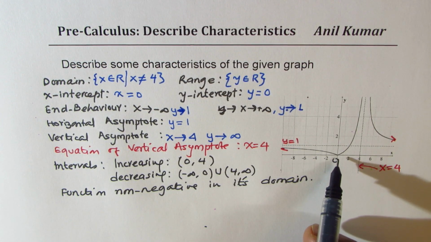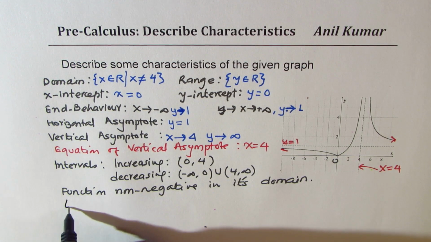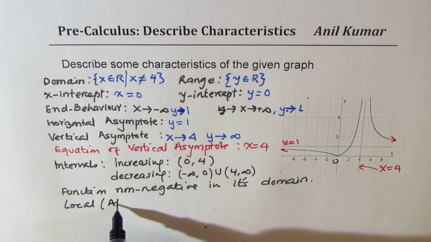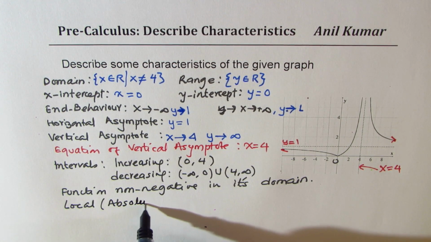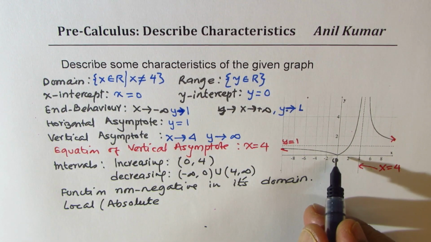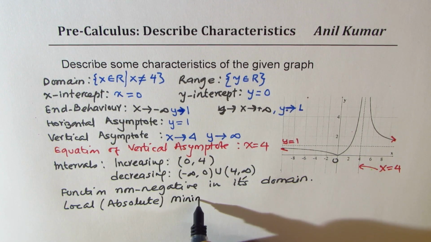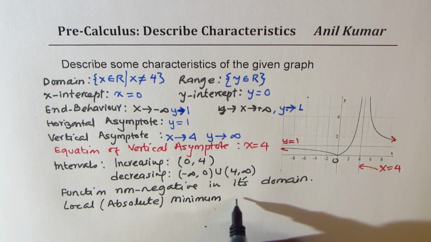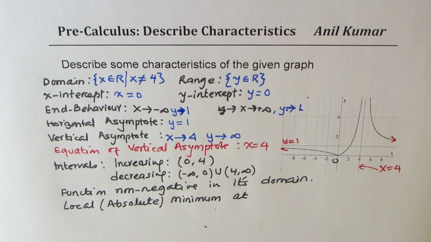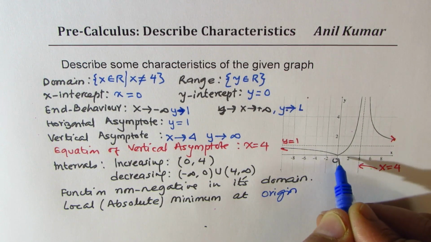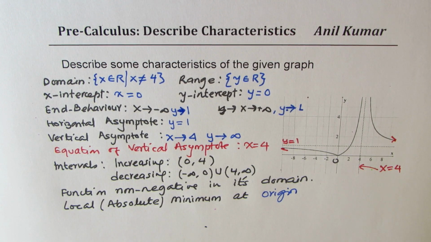Now, there is a critical point and we do have a local minimum. So we have a local, which is also in this case actually absolute minimum value, at the origin. So that becomes the local minimum, right?